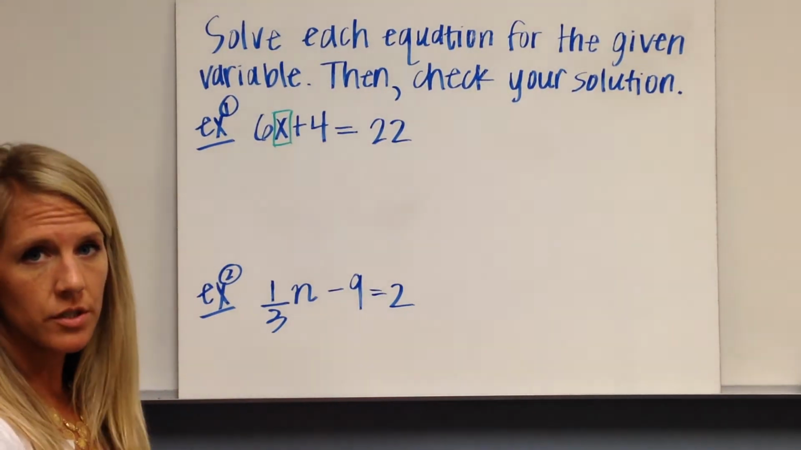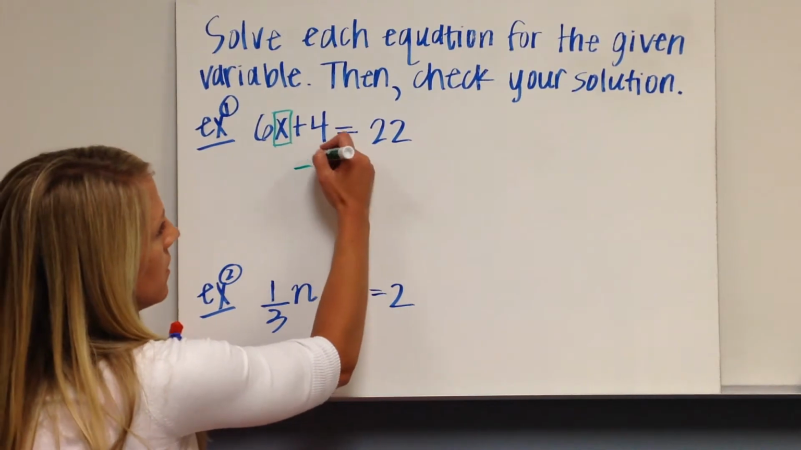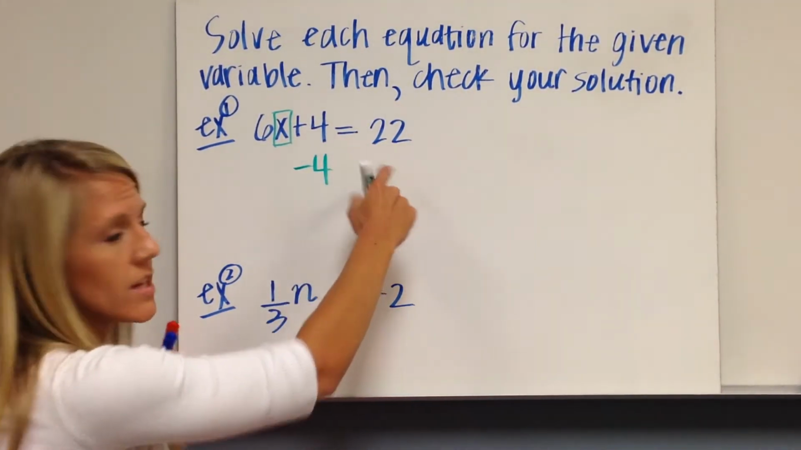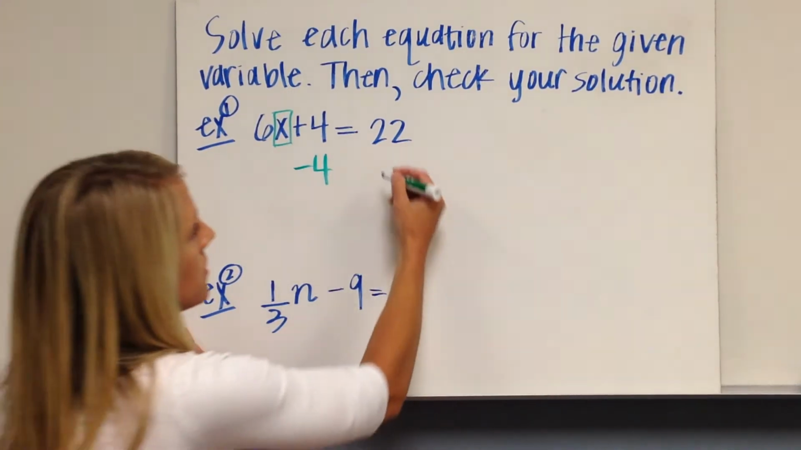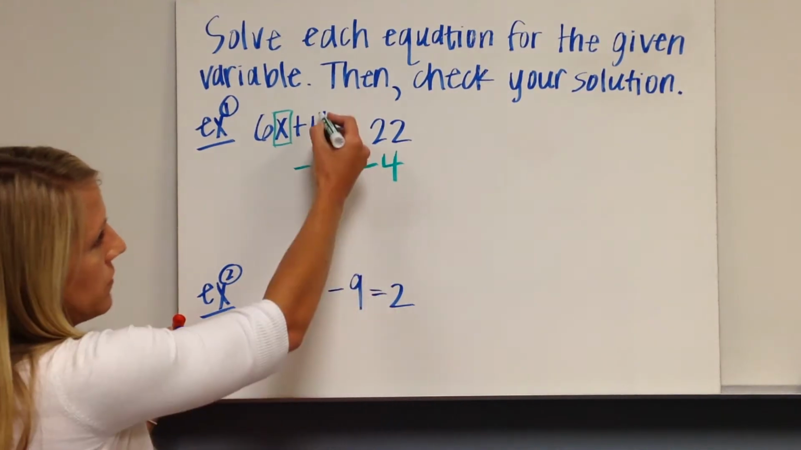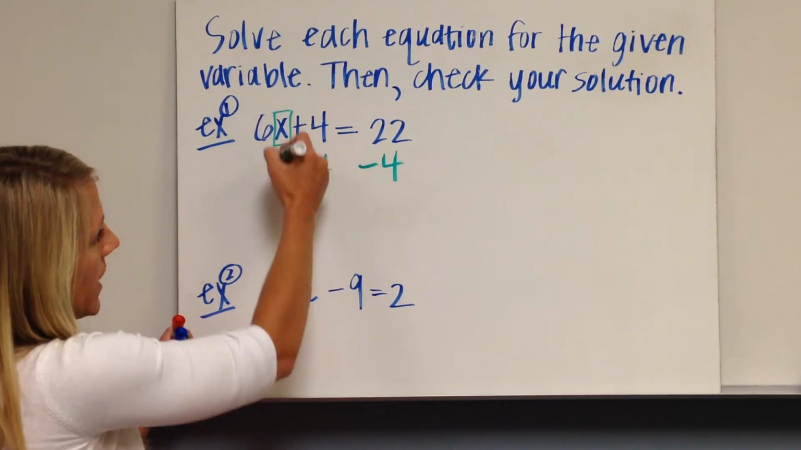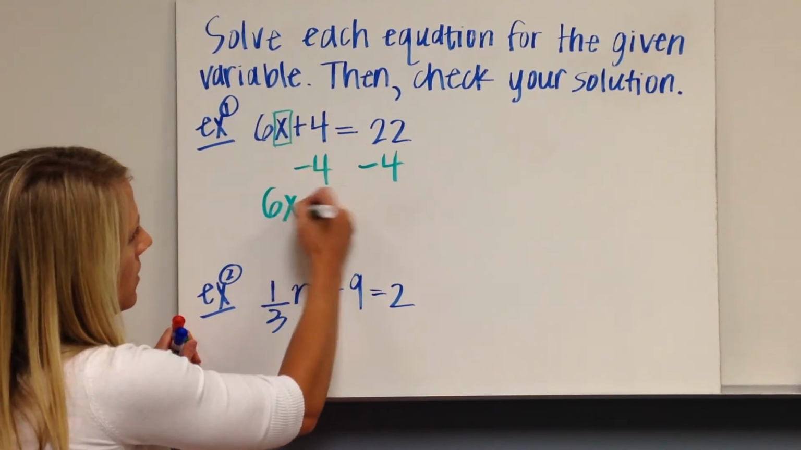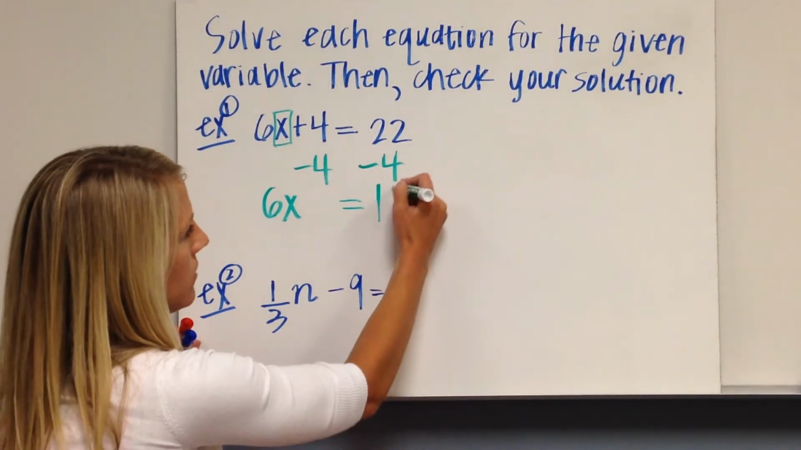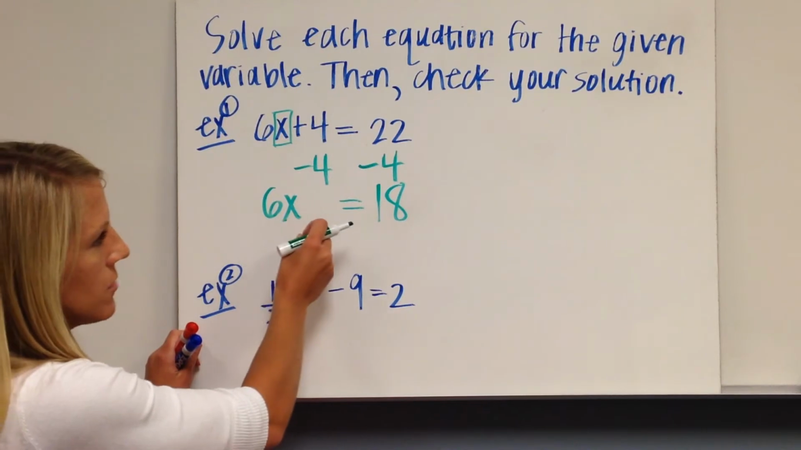So the very first thing we're going to do is subtract 4 from both sides. And remember, if I do it on the left side of the equation, I must do it on the right side. Everything always has to stay balanced. Well, 4 minus 4 is 0, so I just bring down whatever's left. I have 6x, it's still there. 22 minus 4 is 18, very good. So I have 6 times x equals 18.